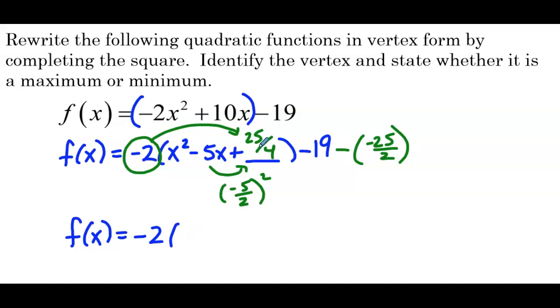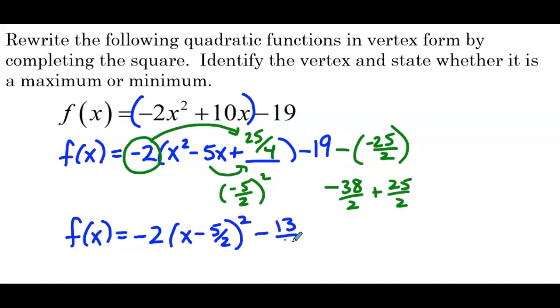Now factoring the perfect square trinomials with a fraction, a little bit challenging. So we use the fact that we take half of the -5 in our factors, so -5 over 2, so x minus 5 over 2 squared. And then let's see here. So this would become -38 over 2 plus 25 over 2. So that's going to be minus 13 over 2.